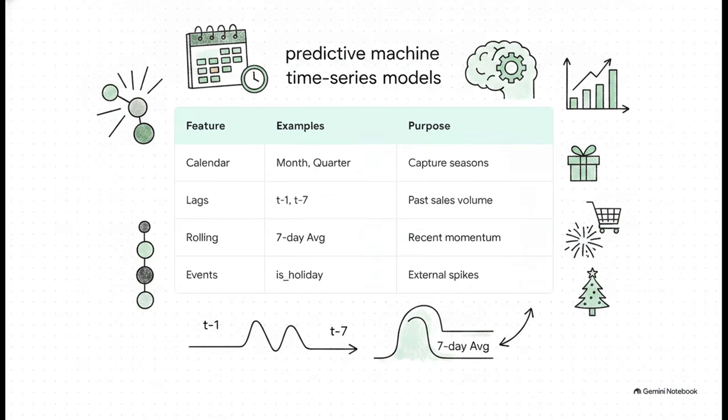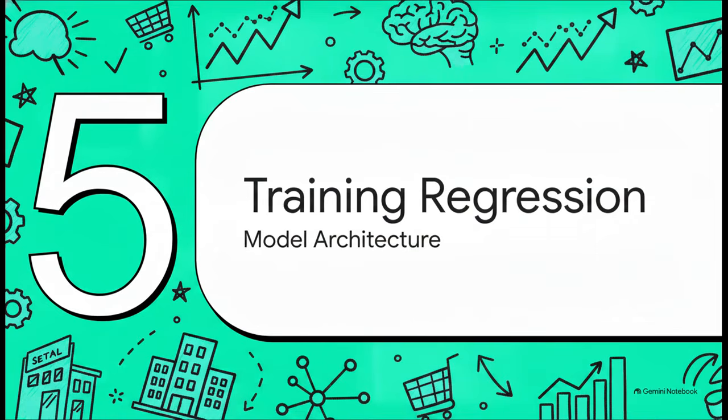We also build rolling window features, like a 7-day moving average to capture recent momentum. And for sure, we have to flag major events and holidays to account for those gigantic external spikes in consumer demand. Which brings us to Section 5, Training the Regression Model, looking at the architecture and execution.